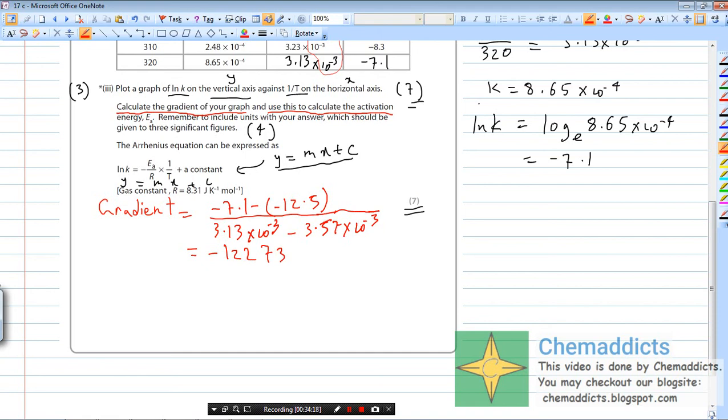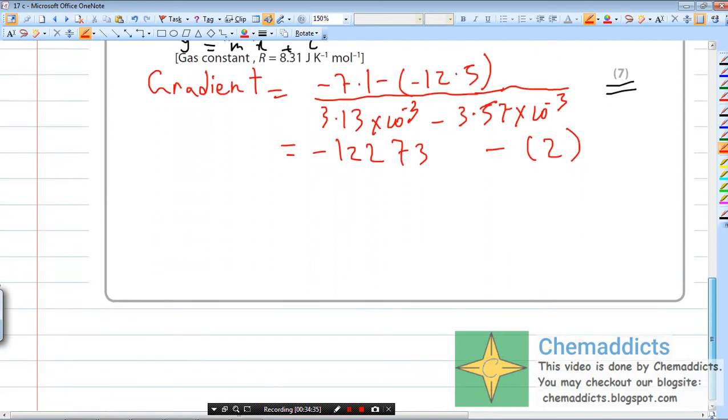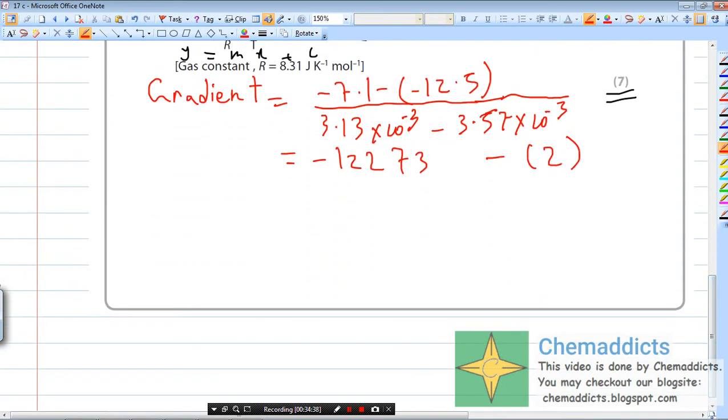Okay, so for this calculation, this should be per Kelvin, whatever. So for the gradient, you will get 1 mark. Okay, so for calculating the gradient, you will gain 1 mark. Since we have calculated the gradient, this is the gradient. Okay, so gradient is minus 12273. So since we have calculated the gradient, we have achieved 2 marks.